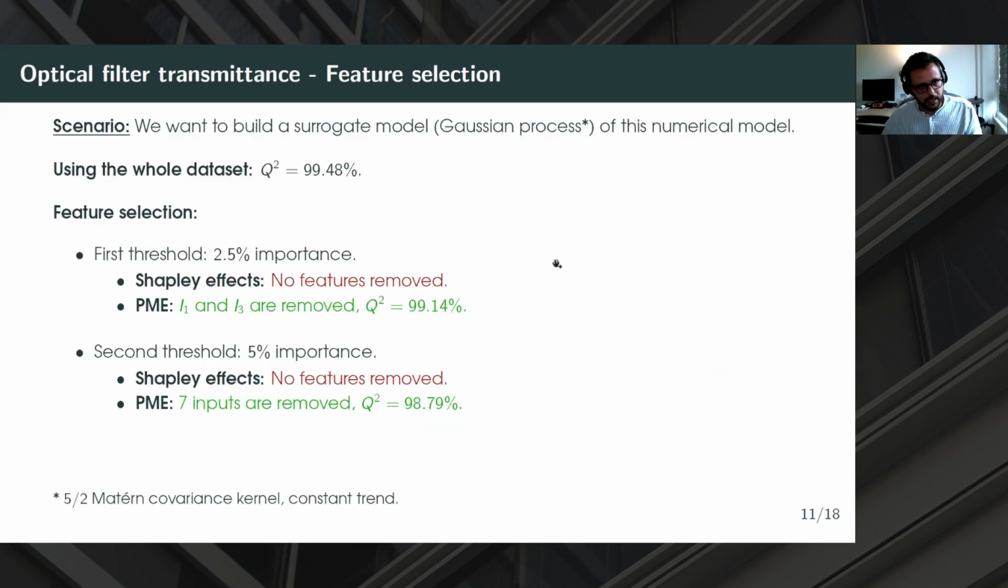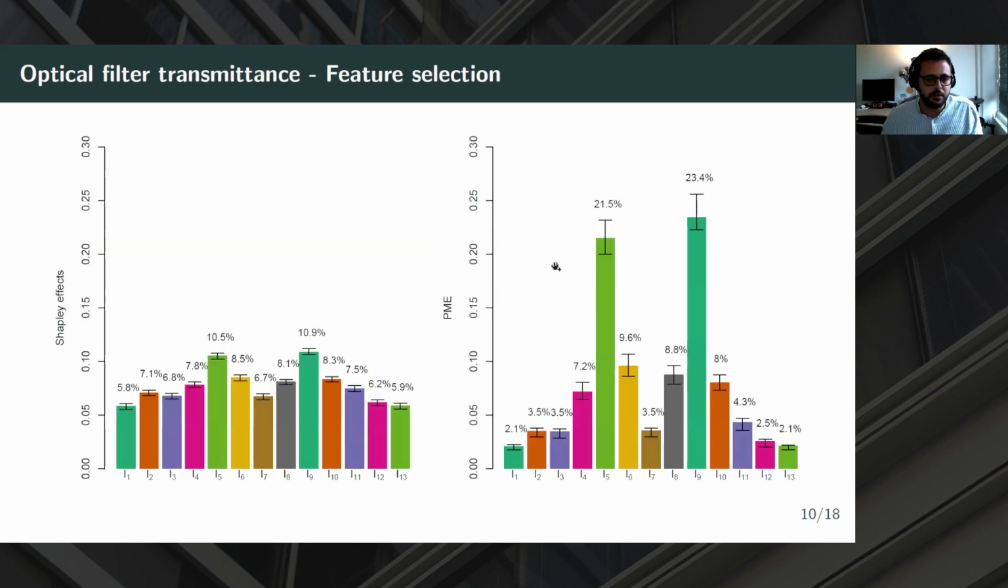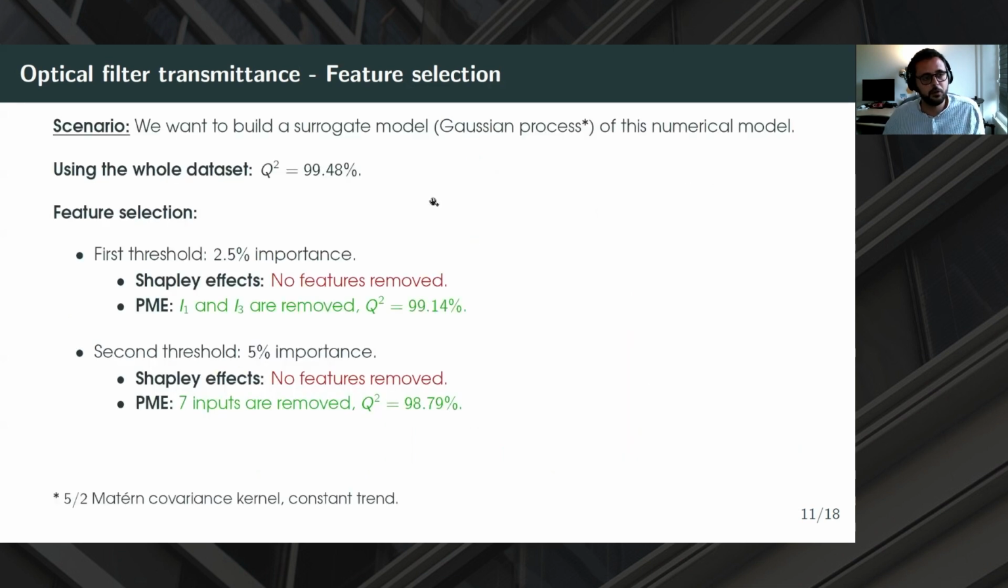So what we can do now is to perform feature selection based on this importance ordering. What we want to do is to build a surrogate model, which is going to be a Gaussian process of this numerical model, because, for instance, it takes a long time to evaluate. If we use the whole data set, we have a Q squared, which is the R squared computed on a leave-one-out scheme, equal to approximately 99.5%, which is really good.